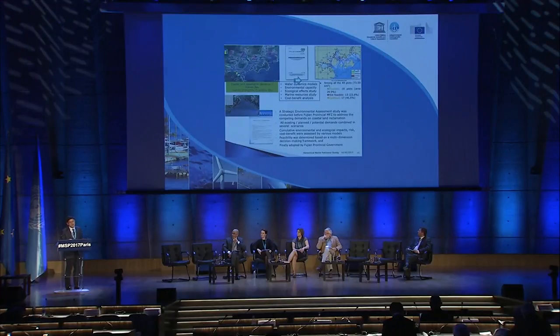So this is an example of how we developed the provincial level marine function zoning in Fujian province. We can see on the top right there are many demands on the marine space for land reclamation between two different cities, Xiamen city and the other one, Chengdu city. And how to address this conflict?